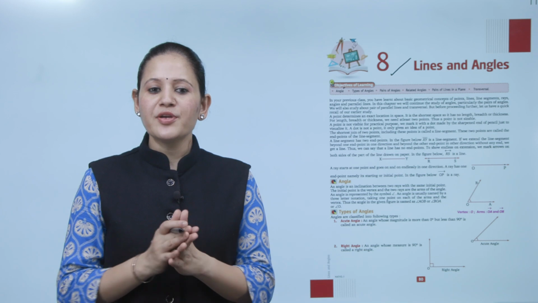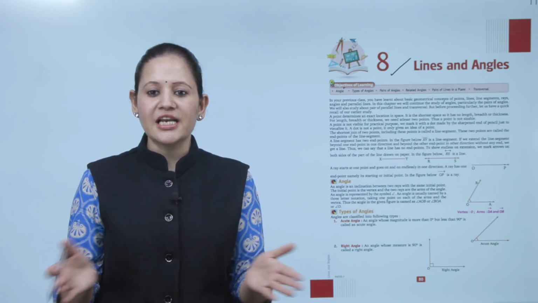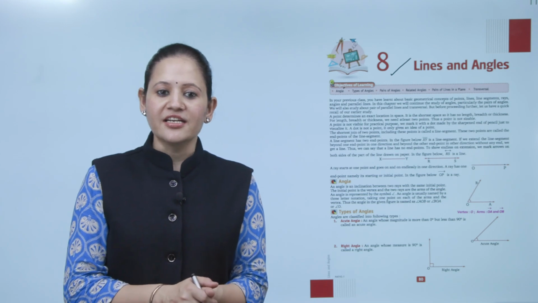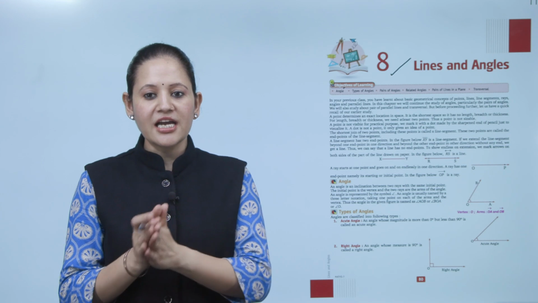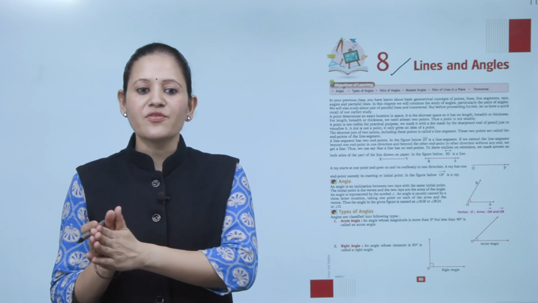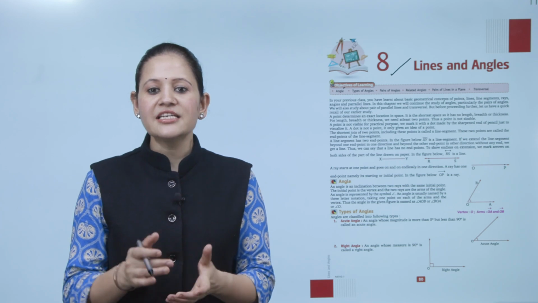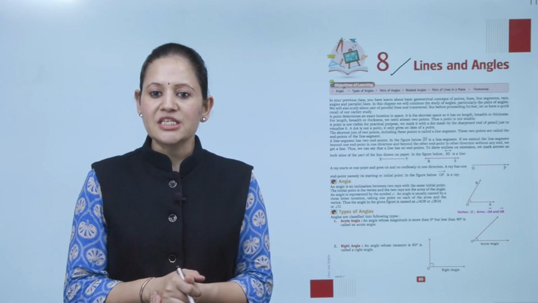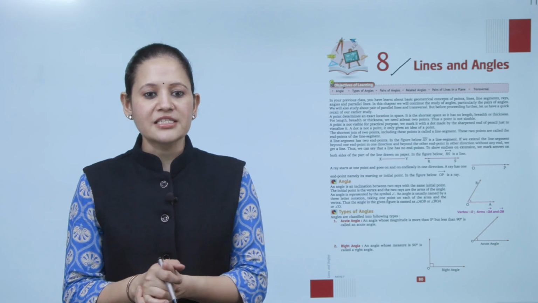transversal. In your previous class, you have learned about the basic geometrical concepts of point, lines, line segment, ray and angles, and parallel lines. In this chapter, we will continue to study the angles, particularly the pairs of angle. We will also study about the pairs of parallel lines and transversal. But before proceeding further, let us have a quick recall of our earlier study.